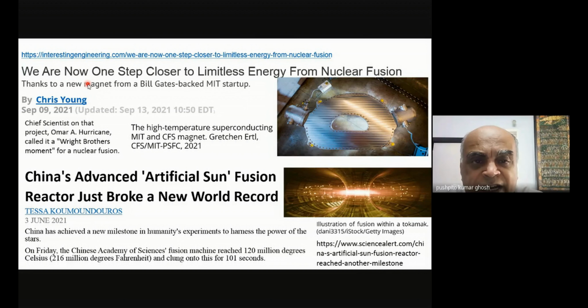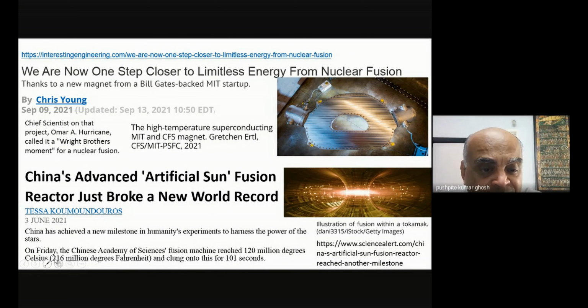And look what the Chinese have done now. China's advanced artificial sun fusion reactor just broke a new world record. 3rd June 2021. I'm talking to you about things as they are happening. And that's the reason why you cannot necessarily get all this information from books, because you'll have to keep up with the literature as it is happening. And look what it says.